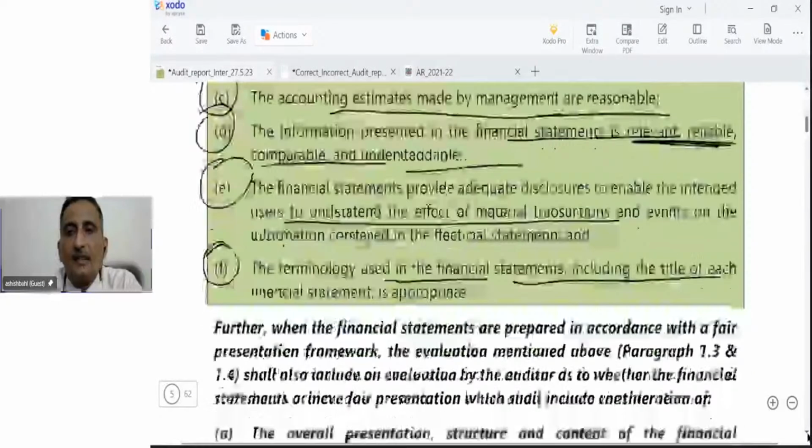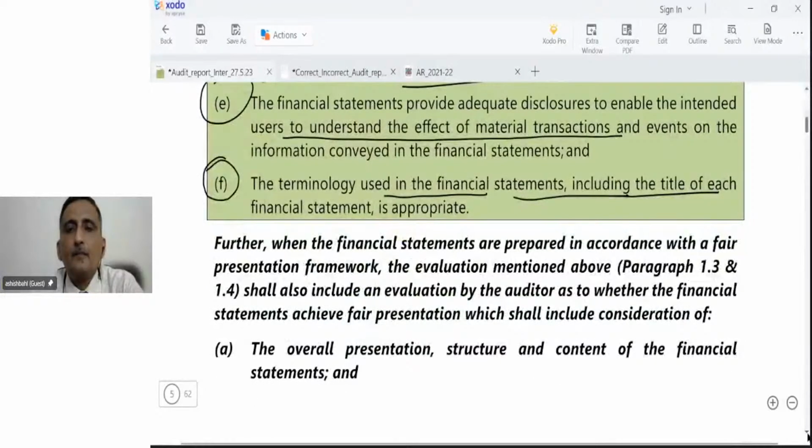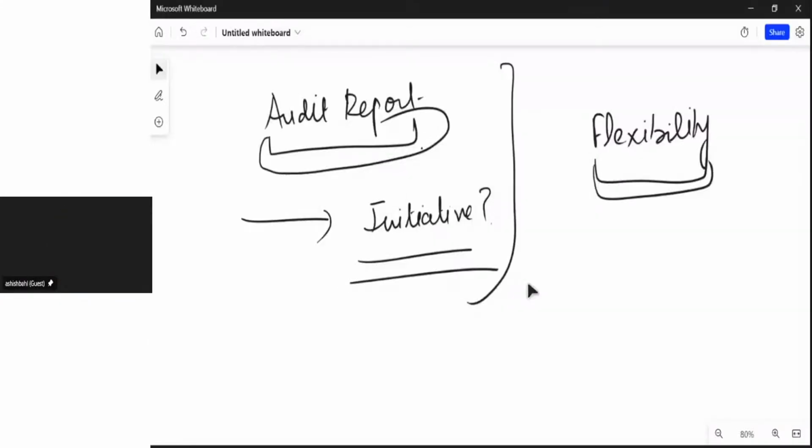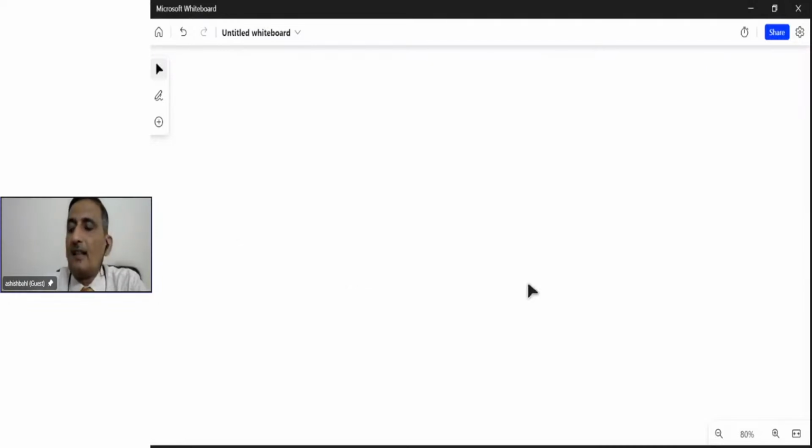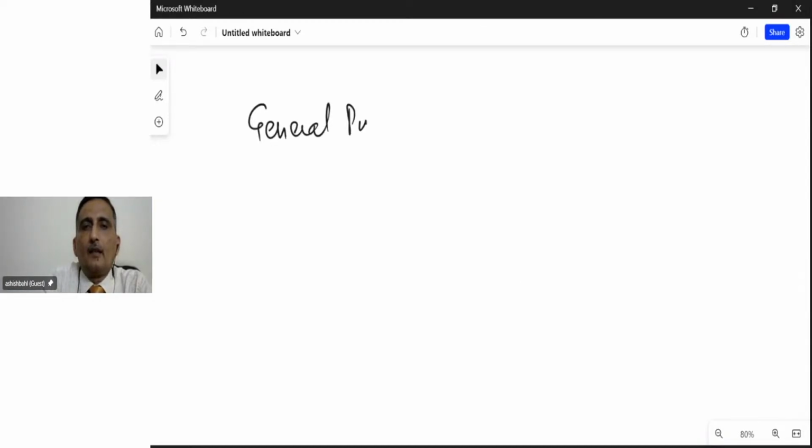So yes, guys, is it clear to you? Now at this stage, guys, we come across another 2-3 terms. So before proceeding further, let us see what those terms are, and I would also like to know whether any one of you is already familiar with those terms. One of the terms is general purpose financial statements.